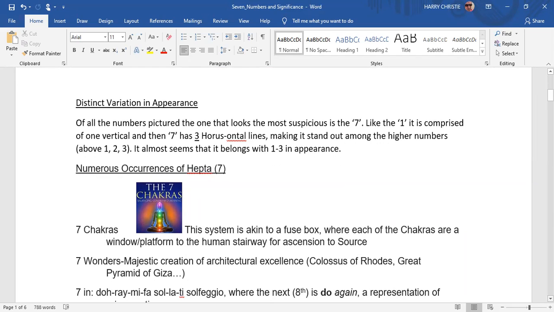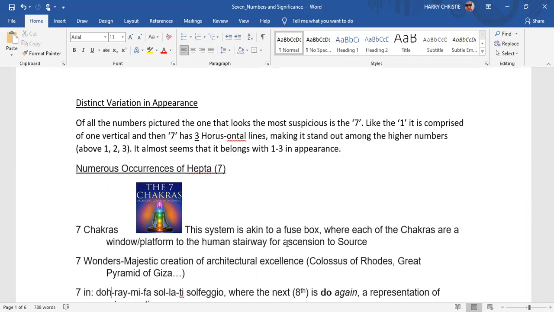In the Greek language, it's called epta, but after that, you really just hear 7 is used in many cases. So we'll look at one of the most important of the numbers of 7, the chakra system. And this is akin to the fuse box, where we'd identify the different areas, the sacral area up to the crown area. And these are almost what you would call windows or platforms to the human stairway of ascension to source.